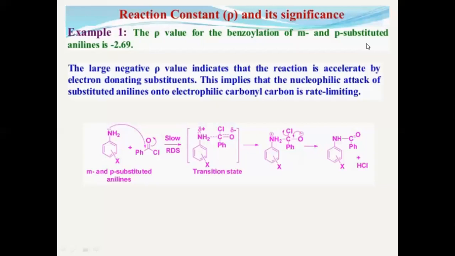Try to understand. It's a very interesting example, and here we can understand the significance of rho, the reaction constant. Many are unable to understand the Hammett equation, but this is a very good idea for understanding it. Very simple. From this example you can understand what Hammett is. Now see, I will repeat. If the rho value comes negative, it means electron donating groups will stabilize the reaction. Just remember this sentence.